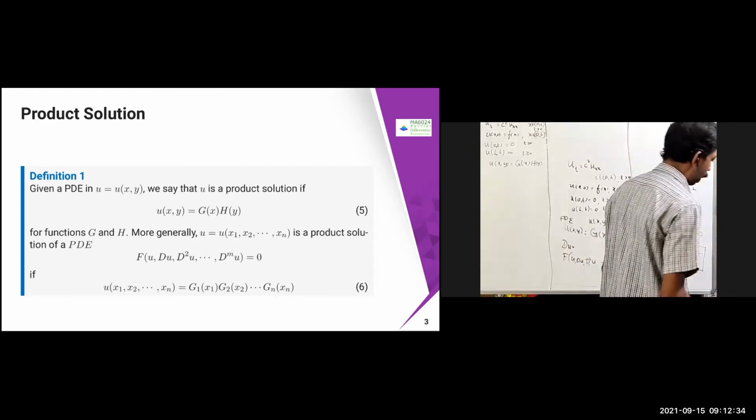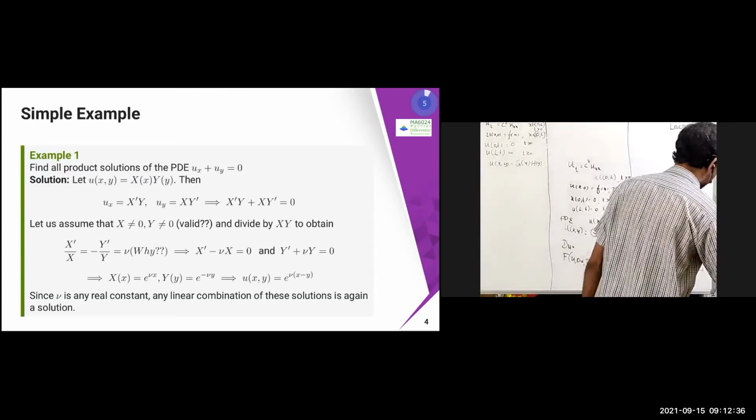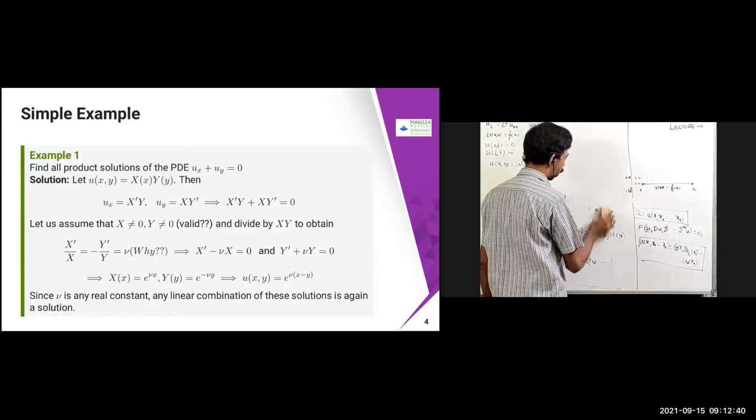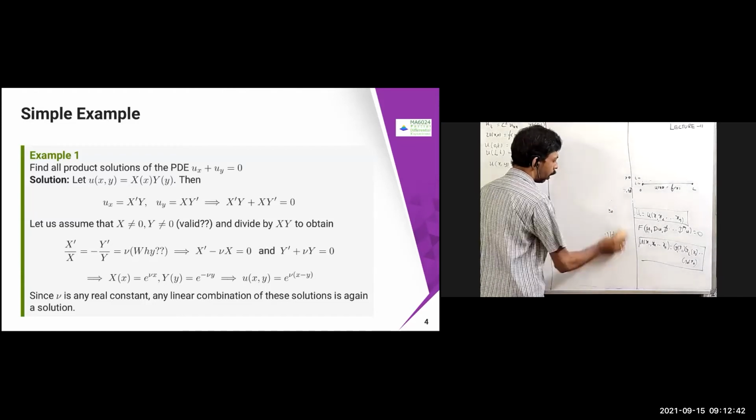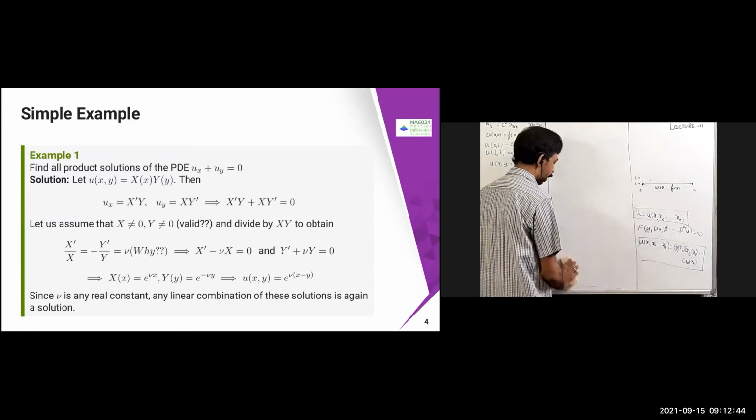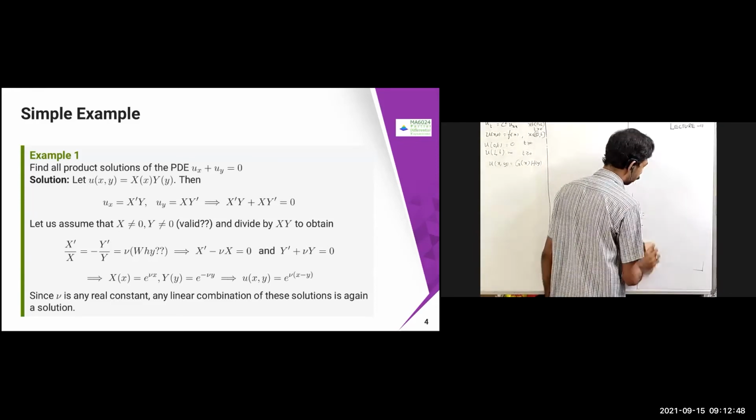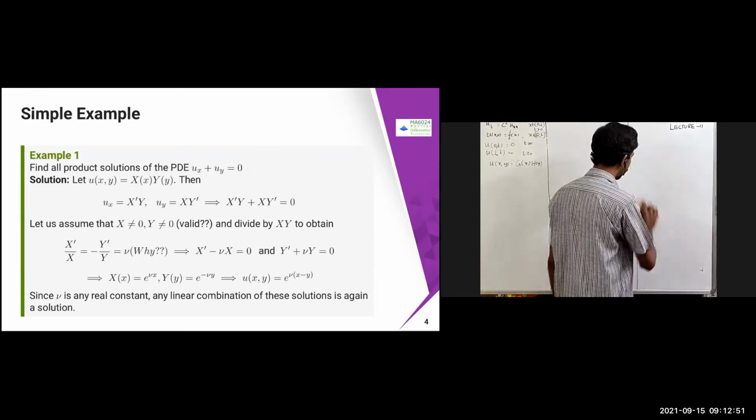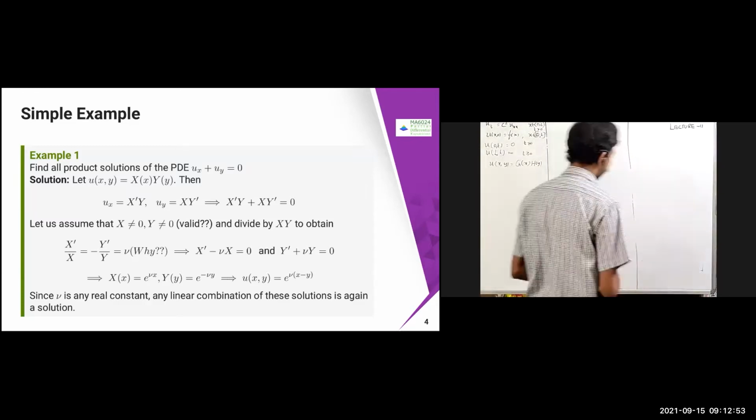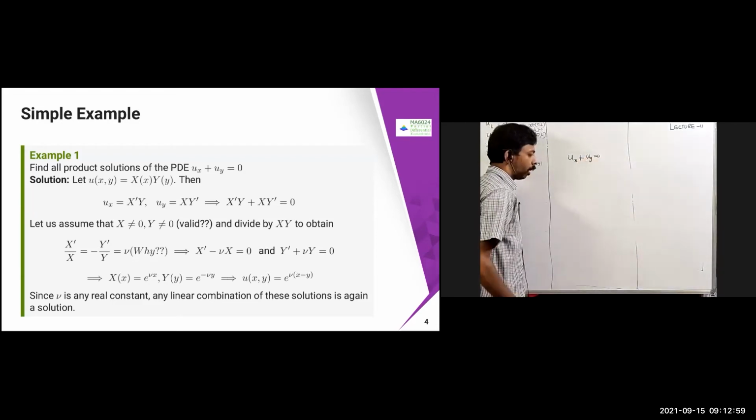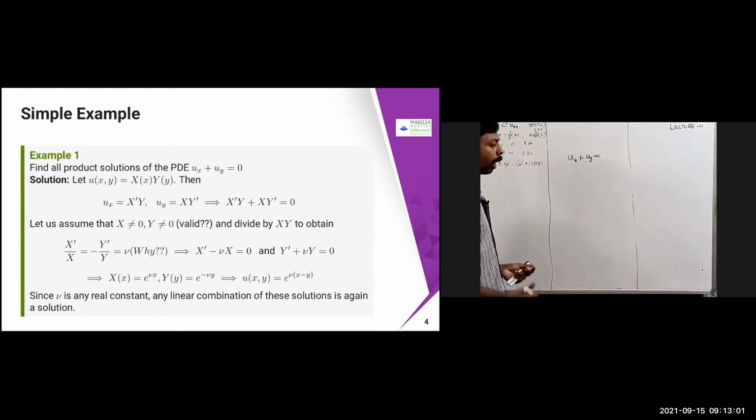Let us solve this problem. Let us first solve one very simple problem, a simple linear first-order PDE. Then we'll go for the heat equation. Simple example: this is my problem, ux plus uy equal to 0. I'm just going to assume that there is a product solution.